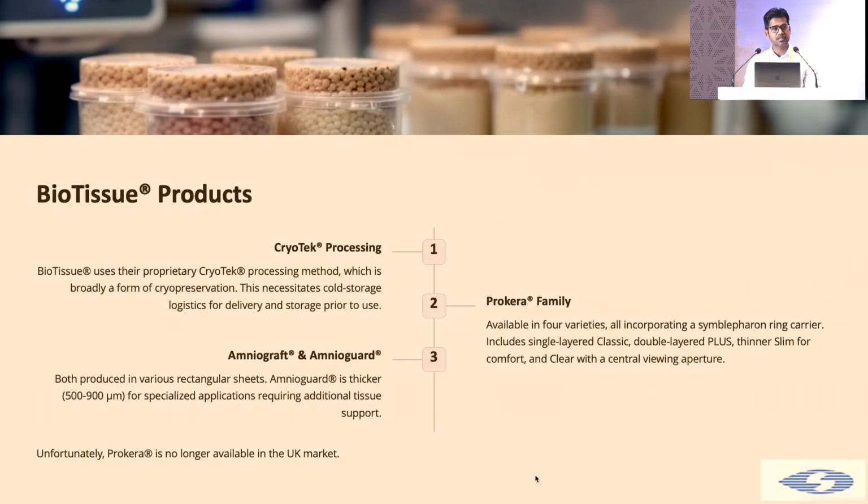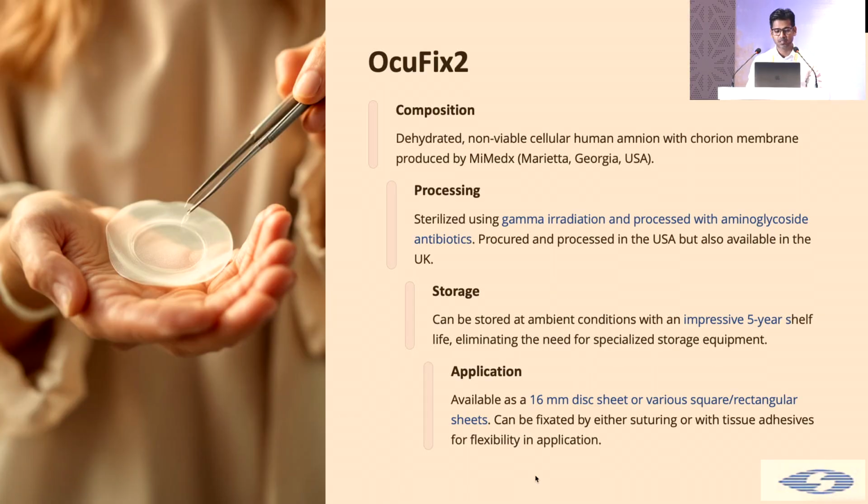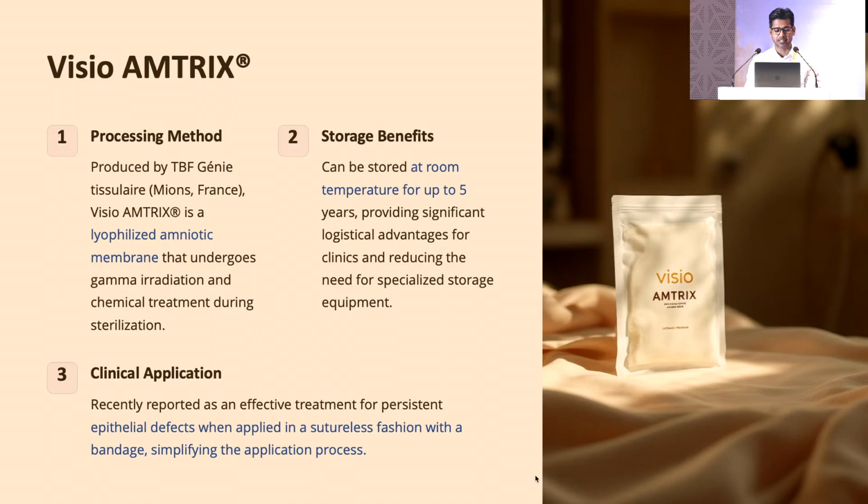BioTissue uses cryopreserved amniotic membranes, the main ones being the AmnioGraft and AmnioGuard, both produced in various rectangular sheets. The AmnioGuard is a thicker one and is specialized for additional tissue support. OcuFix 2 is a gamma-irradiated and processed membrane with aminoglycoside antibiotic. It can be stored for an impressive 5-year shelf life, and it's available as a 16 mm disc or various square or rectangular sheets.